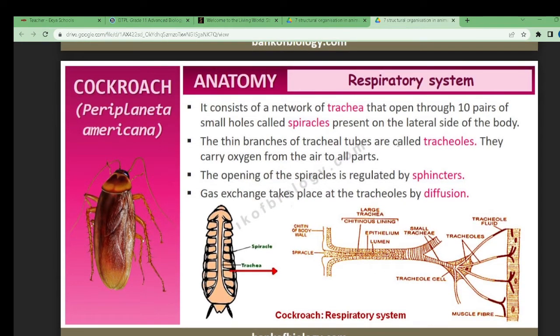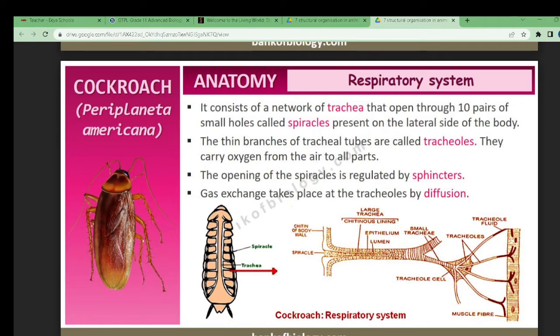Then the respiratory system consists of a network of trachea that opens through 10 pairs of small holes called spiracles present on the lateral side. You can see that these are the spiracles, 10 pairs. Now from these spiracles, thin branches of tracheal tubes are called tracheoles. They carry oxygen from air to all parts.